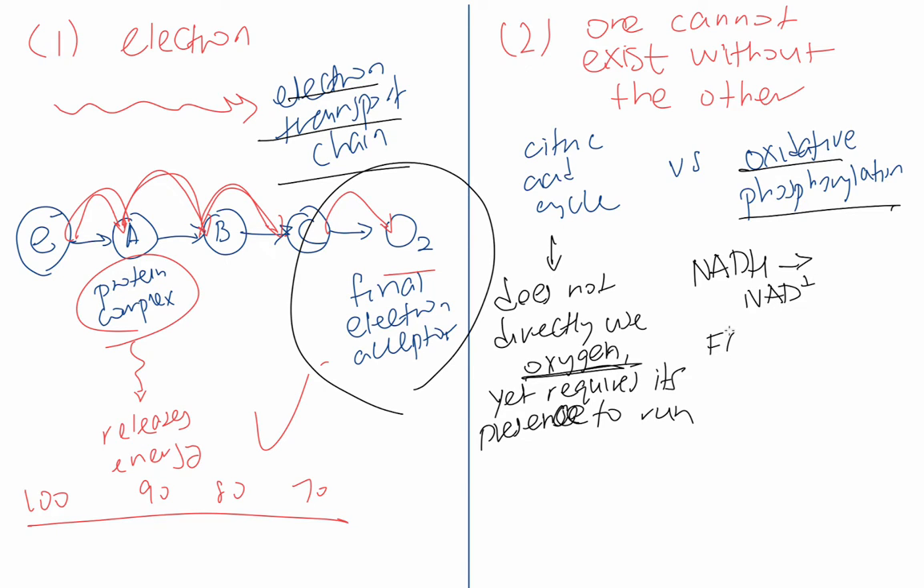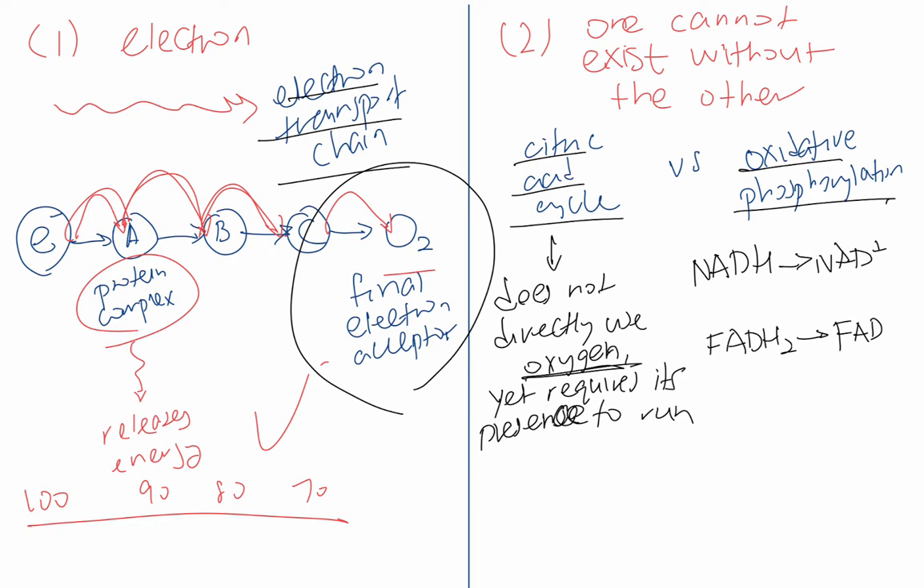And this is a problem because, well, let's think about the products of the citric acid cycle. They were actually... right? And so what you see here is that these are mirror images.